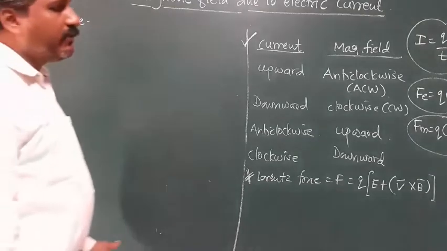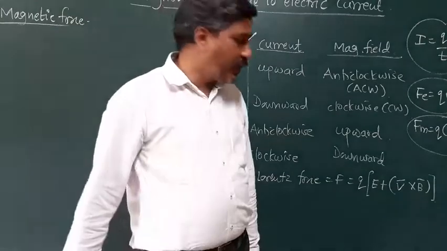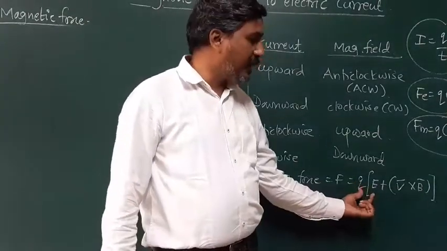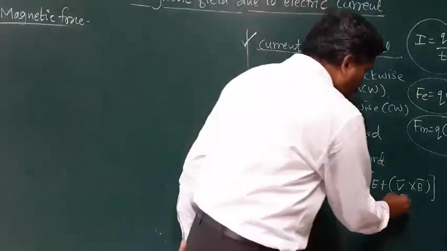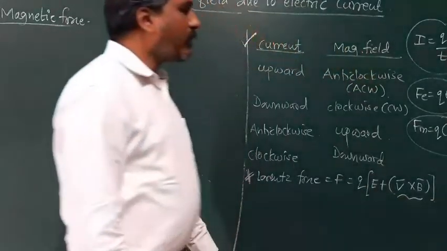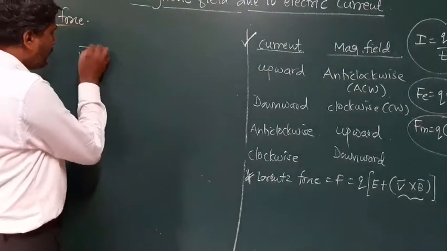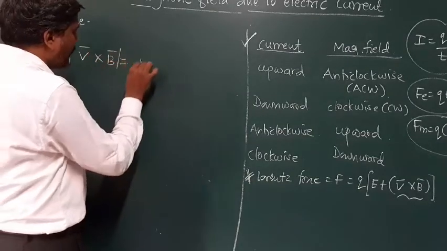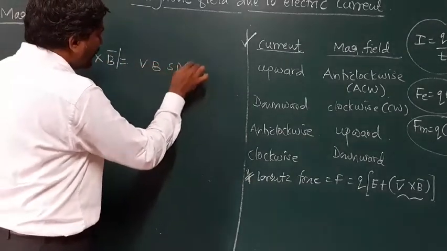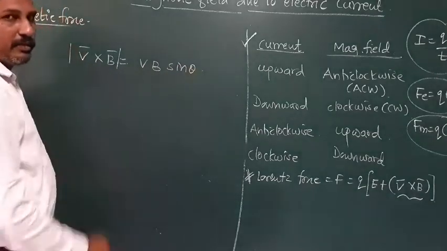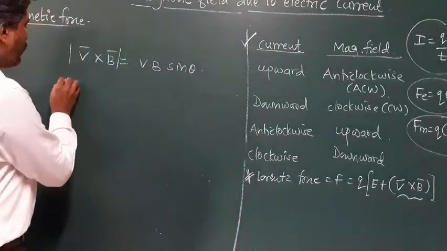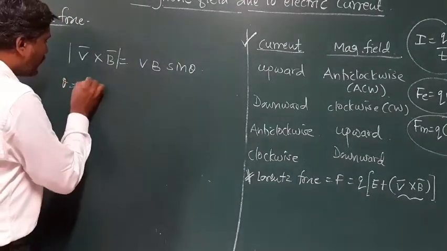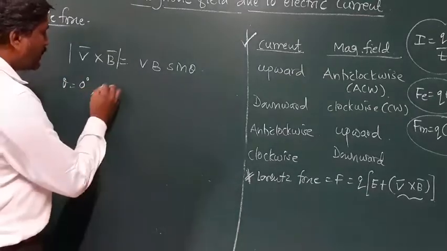If the magnetic field is zero, then the Lorentz force is zero. If qE is present, but we have to discuss only this part. If v cross B is written, then the magnitude of v cross B is given by vB sin theta, because there is a vector product. If theta equals 90 degree, theta equals 0 degree, then what?